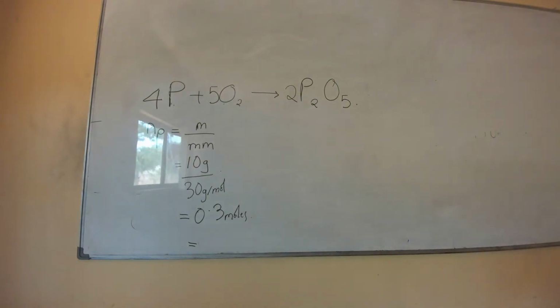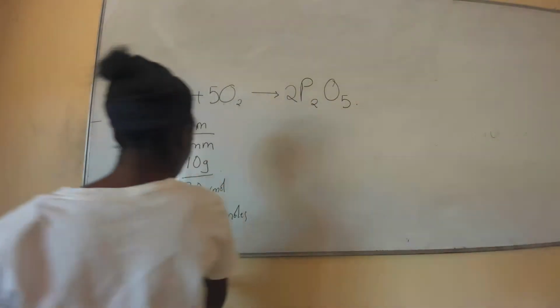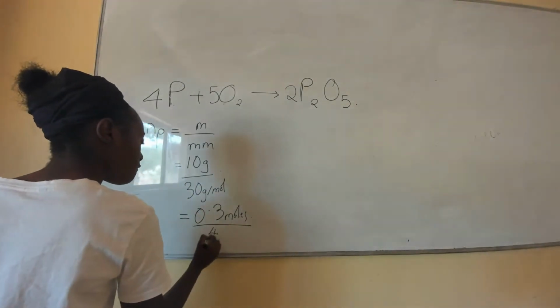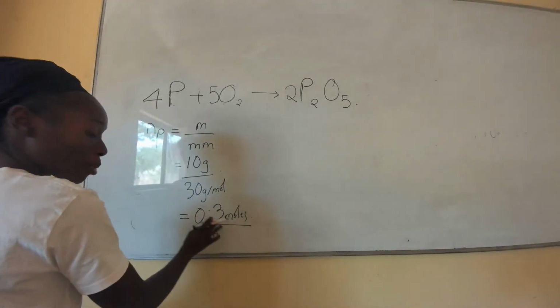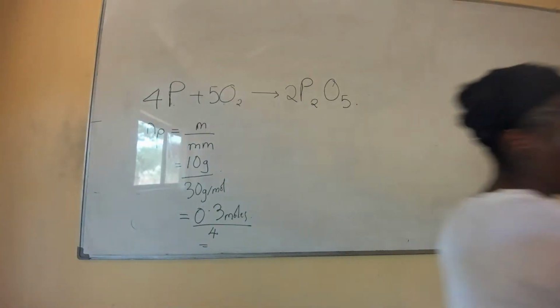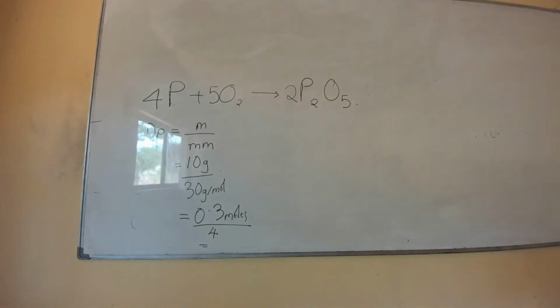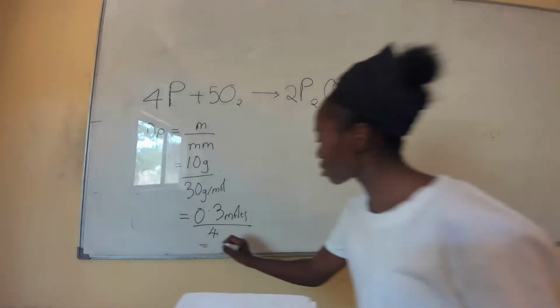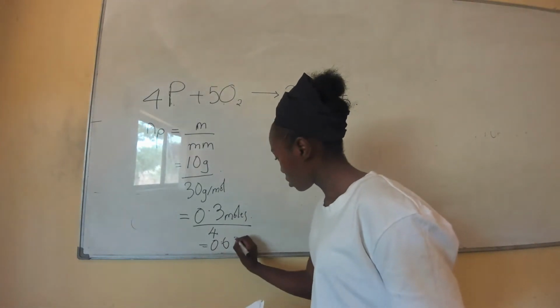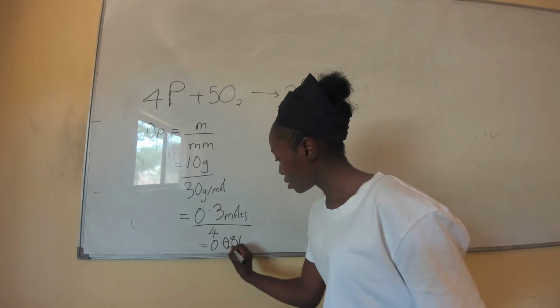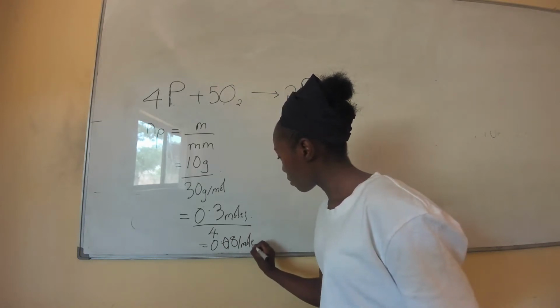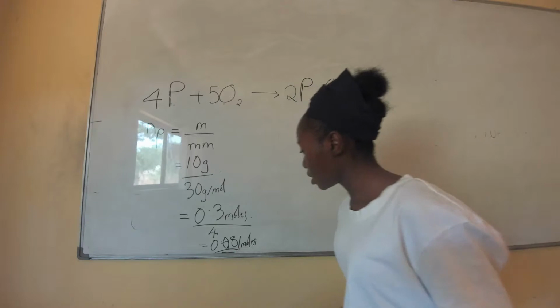So we found the number of moles of phosphorus. Then from here, we've been given the molar ratio, and the molar ratio of phosphorus is 4. So we take this 0.3 and divide it by 4 to get the actual number of moles. 0.3 divided by 4 gives us 0.081 moles.